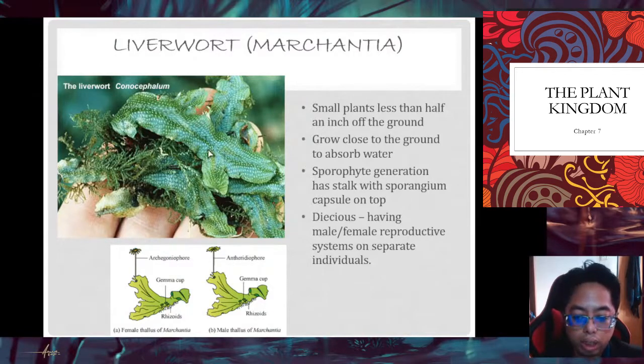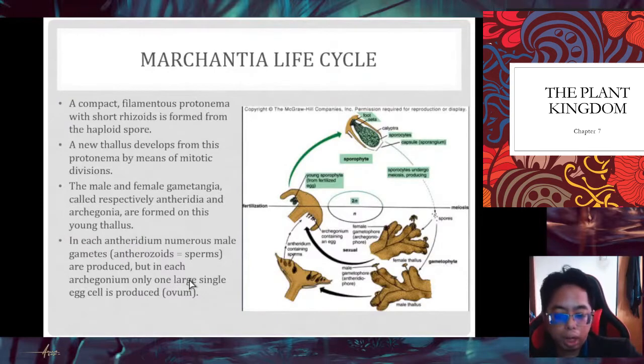Okay, so this thing right here, this thallus, the male and female can grow together. Okay, so they are male and female, they grow on different thalluses. So this one is just for male, this one is just for female. So they are called dioecious. Okay, so Marchantia life cycle, you start with the protonema, which is forming from the haploid spore. Okay, where is it?